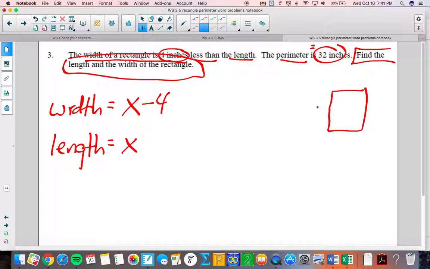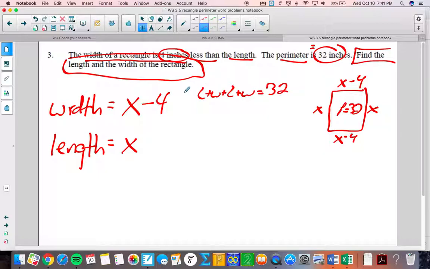Here's the length, here's the width, and by the way, I know the perimeter is 32. So how do we get the perimeter? We take the length plus the width plus the length plus the width. March all the way around the outside of this rectangle. That's how you calculate the perimeter.